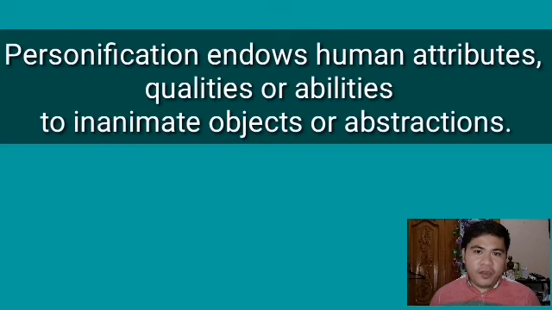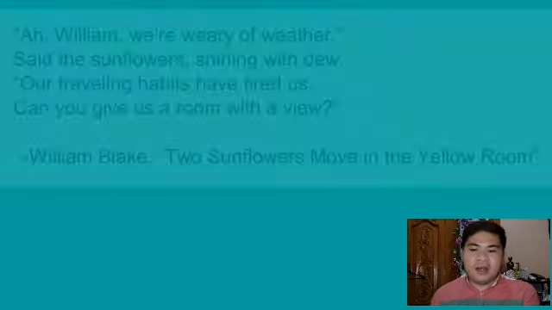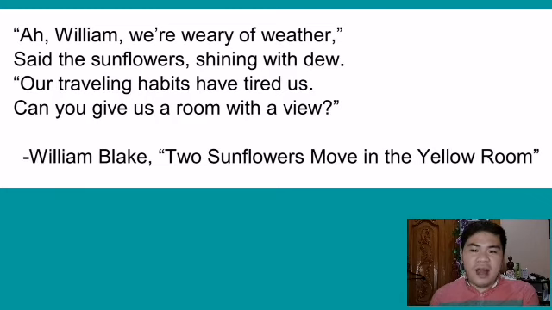Okay, the fourth figure of speech is the personification, which endows human attributes, qualities, or abilities to inanimate objects or abstractions. So yung personification naman is you use the attributes or qualities or abilities of humans for inanimate objects or abstractions. Okay, example here. "Oh, William, we're weary of weather," said the sunflowers shining with dew. "Our traveling habits have tired us. Can you give us a room with a view?" Okay, so that is an excerpt from the poem Two Sunflowers Move into the Yellow Room by William Blake. So in here, the sunflowers are given the human ability to speak, as if they can talk with each other. So that is an example of personification.